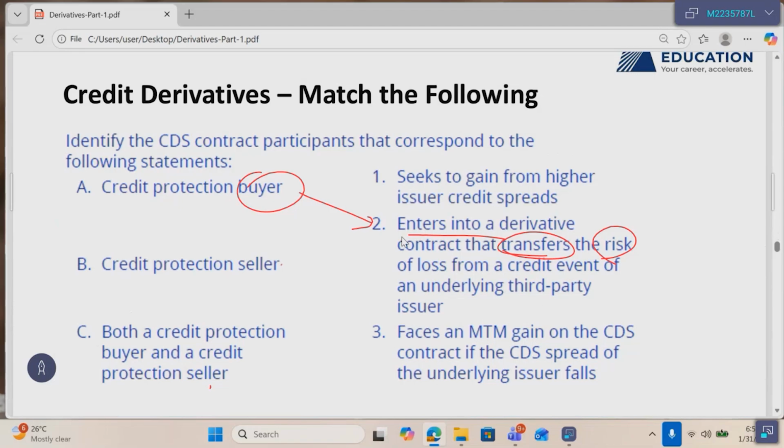And both of them are doing what? Think carefully now. The seller is the one who is effectively seeking to gain from higher issuer credit spreads. Meaning, if the issuer has a wider credit spread, it means a default is likely to happen, correct? If it is likely to default, that will happen.